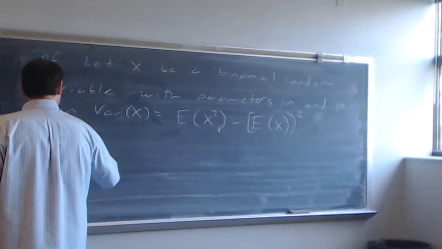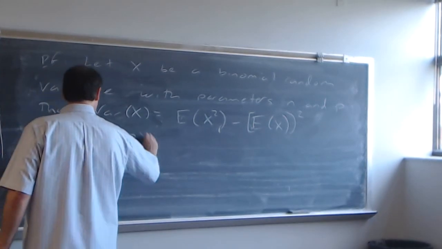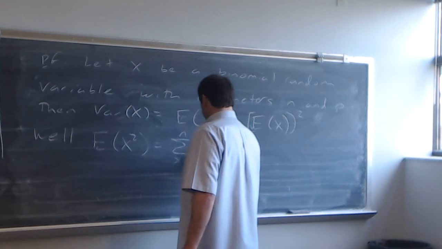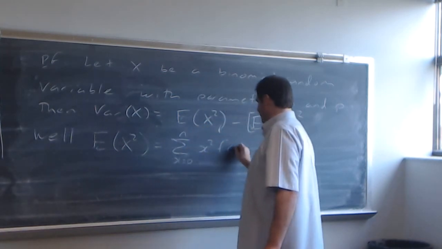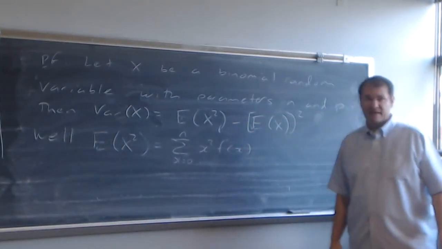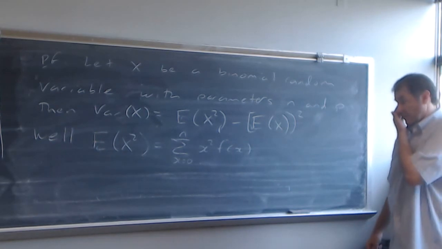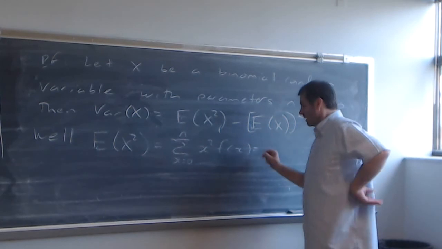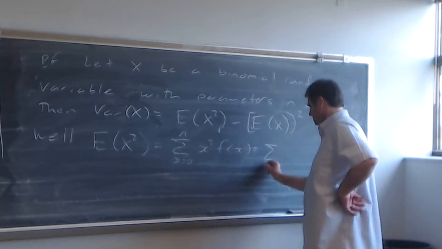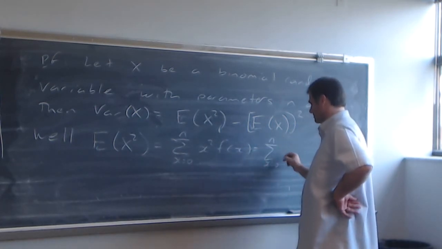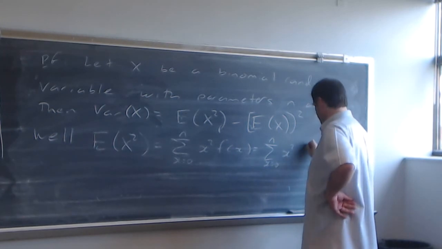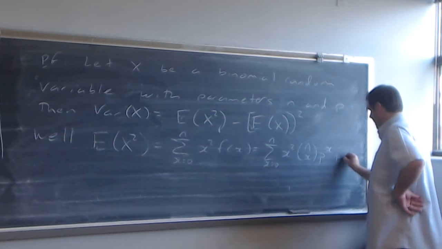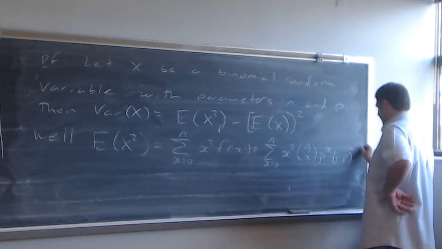Well, the expected value of x squared is nothing more than the sum as x runs from 0 to n of x squared times f of x. That's by the definition of the expected value of a function of x, g of x, as we call it generically. That's going to be equal to the sum as x runs from 0 to n of x squared times n choose x, p to the x, 1 minus p to the n minus x.